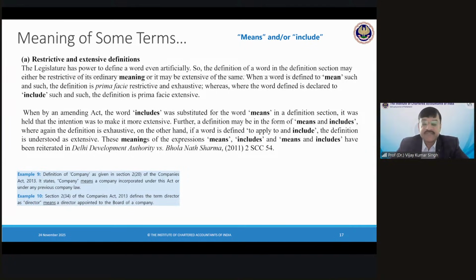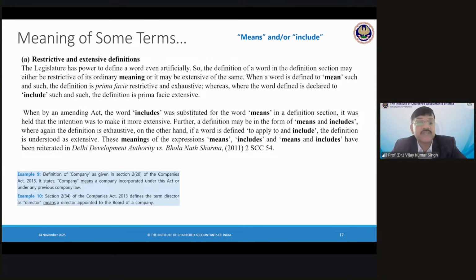Let us take some examples. These examples are there in your book. One, definition of company as given in section 2 subclause 20 of the Companies Act. It states company means a company incorporated under this act or any other previous company law. So what does it mean to you? It is basically a specific definition. You cannot include any other thing in the definition of the company.